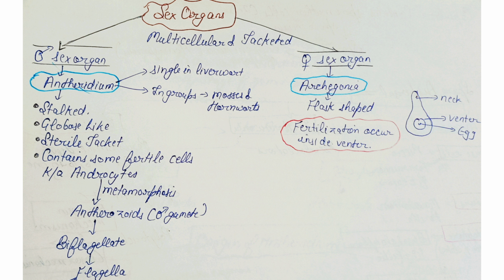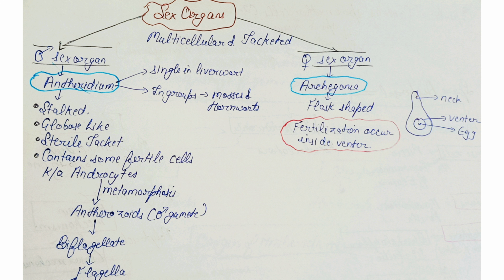Antheridium is single in liverworts and in group in mosses and hornworts. The antheridium is stalked, globose-like and has a sterile jacket. Fertile cells in the antheridium are called androcytes. These androcytes produce the male gamete, antherozoids. The antherozoids are biflagellated structures.